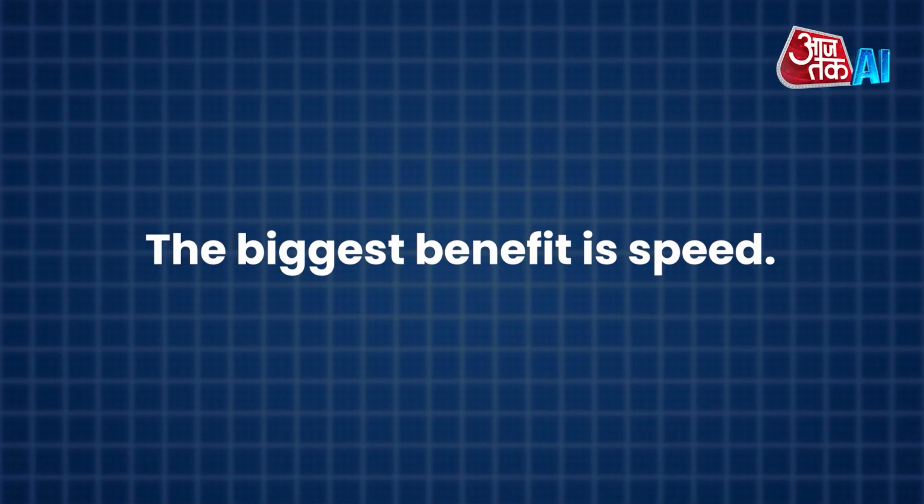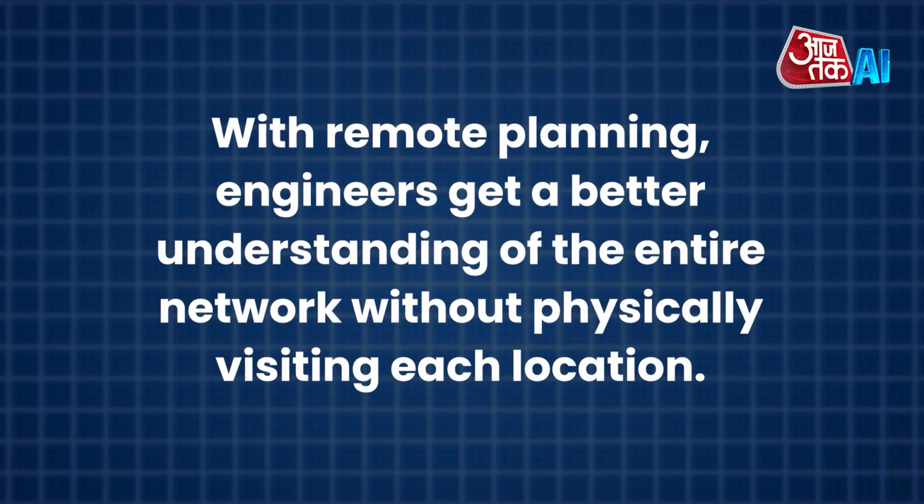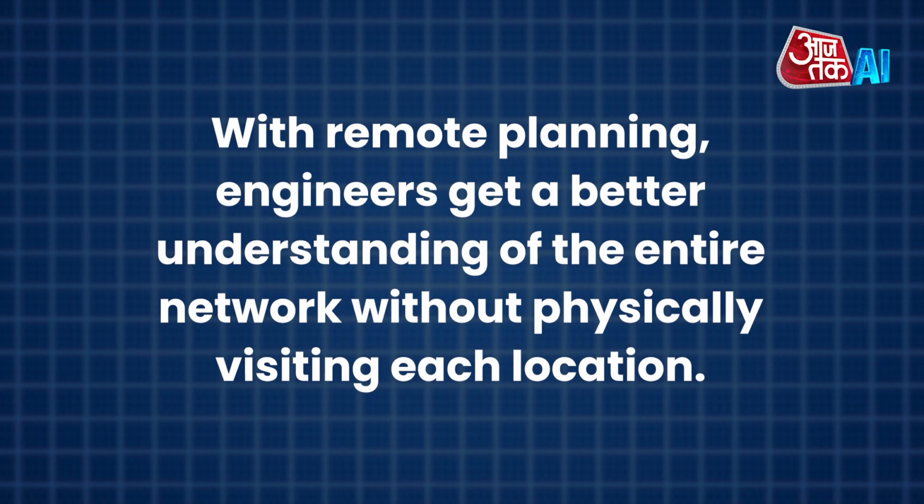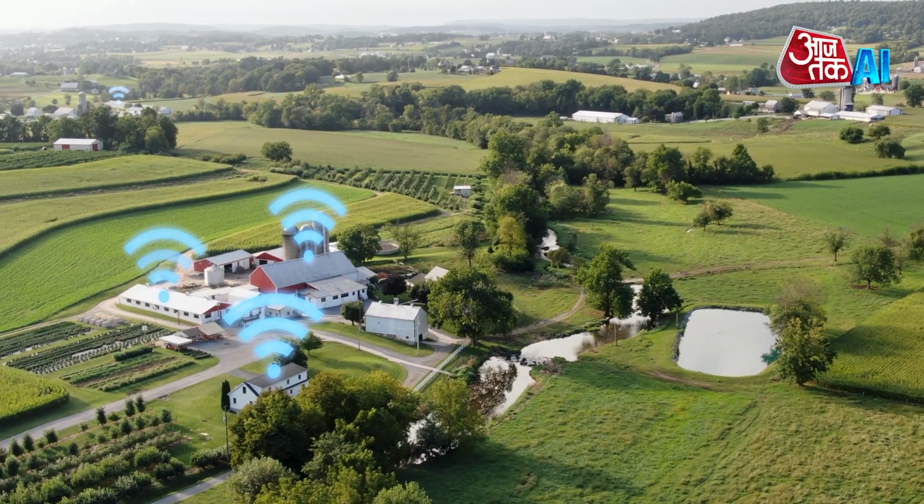Now let's talk about the benefits of this system. The biggest benefit is speed. According to Jio, with digital twin, they can activate broadband connections within just 24 hours. Something that used to take several days before. The second benefit is efficiency. With remote planning, engineers get a better understanding of the entire network without physically visiting each location. This reduces errors and ensures smoother service delivery. The third benefit is cost saving. Fewer physical site visits mean lower operational costs, and these savings can translate into better prices and services for customers.